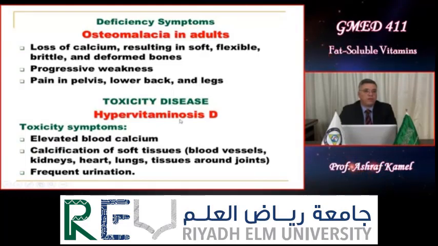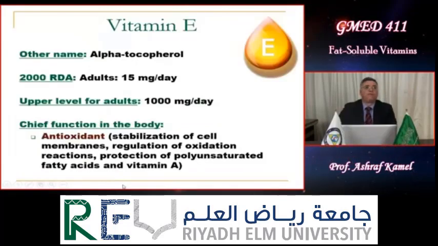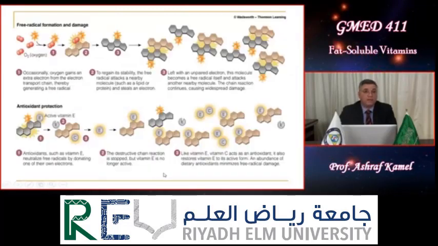Toxicity gives rise to hypervitaminosis D with elevated blood calcium, calcification of the soft tissues like in the blood vessels, kidneys, heart, lungs, tissues around the joints, and frequent urination. Vitamin E, other names are alpha tocopherol, the RDA in adults is 15 mg per day, upper level for adults 1000 mg per day. Chief functions in the body: it's an antioxidant, and this property stabilizes the cell membranes and regulates the oxidation reactions with the protection of the polyunsaturated fatty acids and vitamin A.